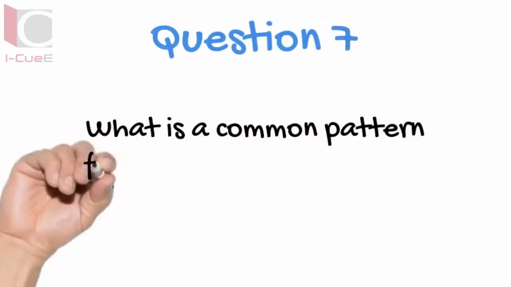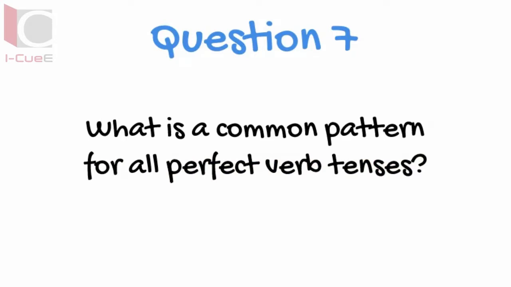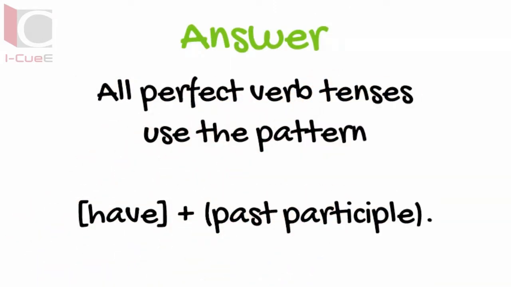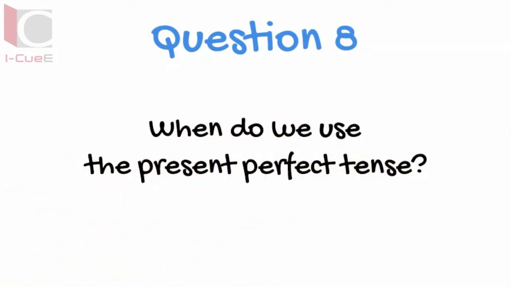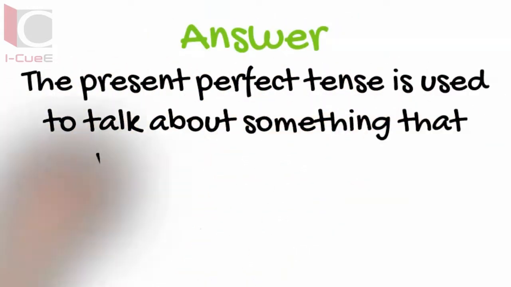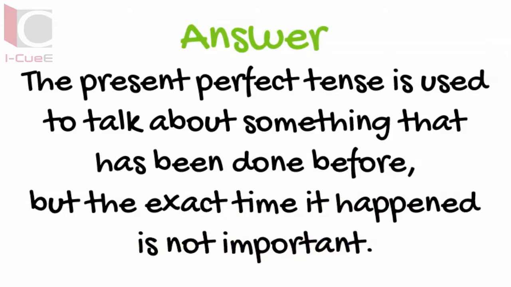What is a common pattern for all perfect verb tenses? All perfect verb tenses use the pattern have plus past participle. When do we use the present perfect tense? The present perfect tense is used to talk about something that has been done before, but the exact time it happened is not important.